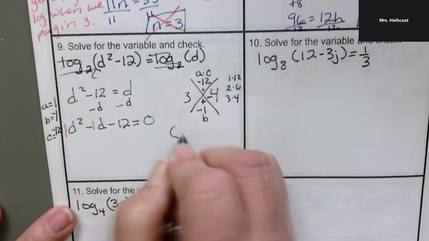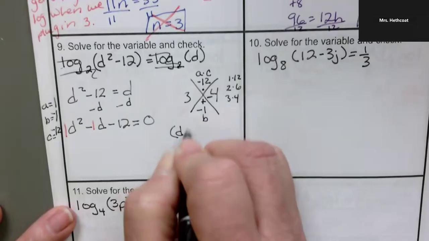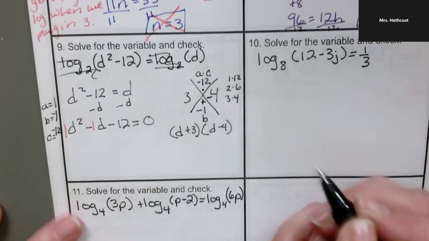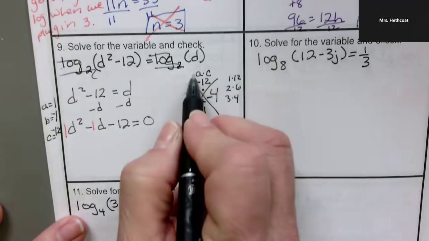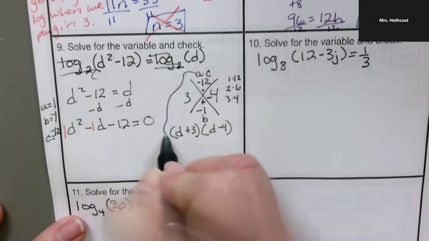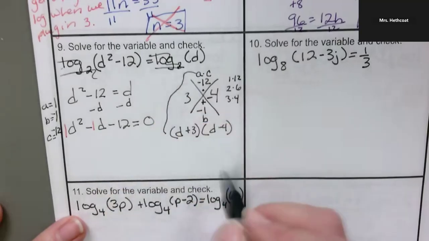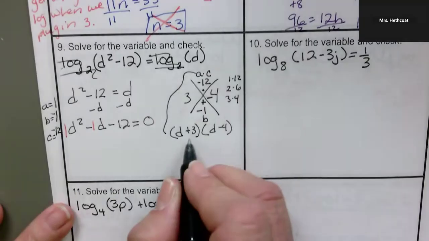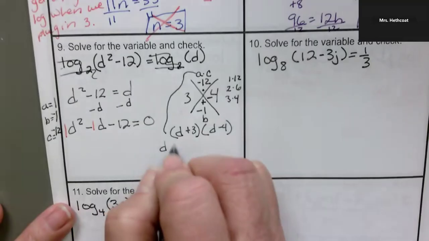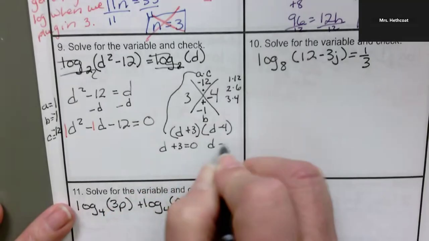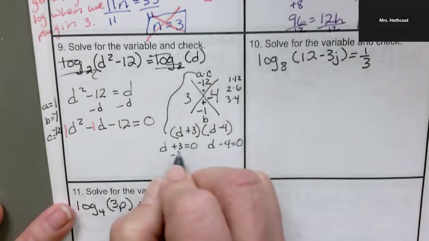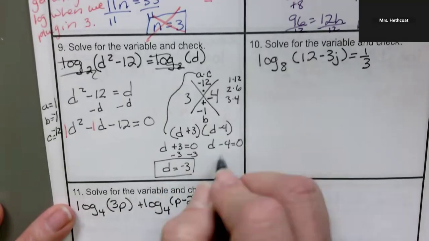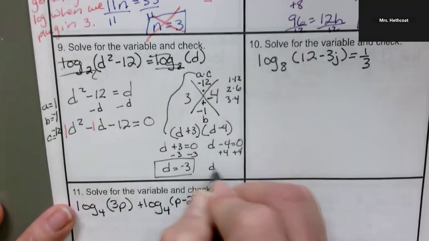So our variable is d, so we get d plus 3. And then we get d minus 4. If our a had been anything besides 1, we would need to slip and slide it down here, do the division. You can go back to module 4 to look at how that's done. Then we set these equal to 0. So I get d plus 3 equals 0, and then d minus 4 equals 0. Minus 3 to both sides, d equals negative 3. Plus 4 to both sides, d equals 4.